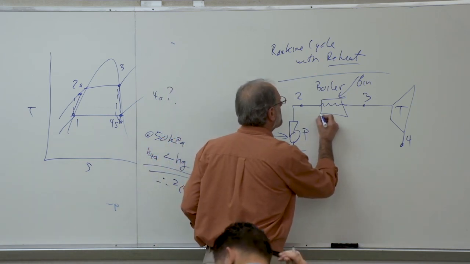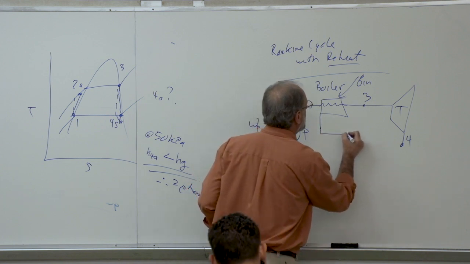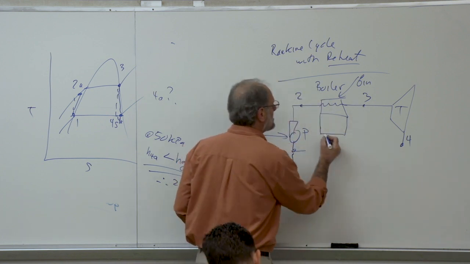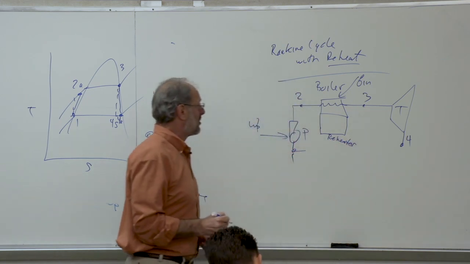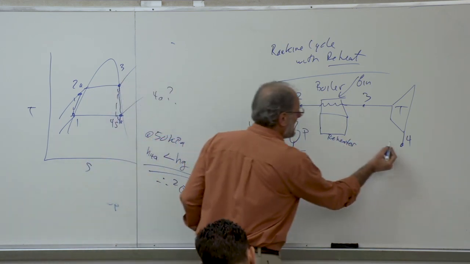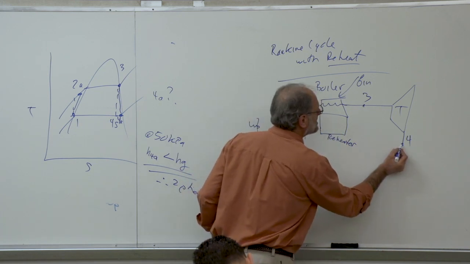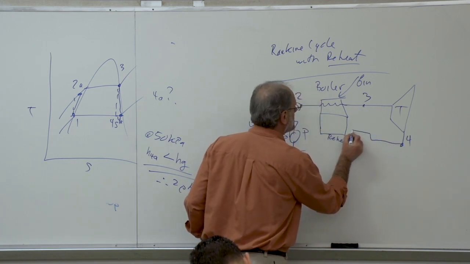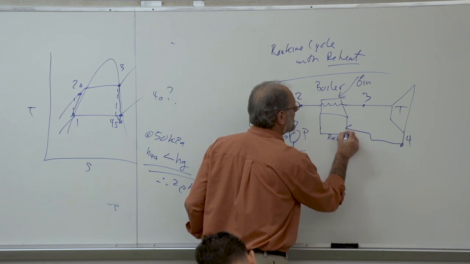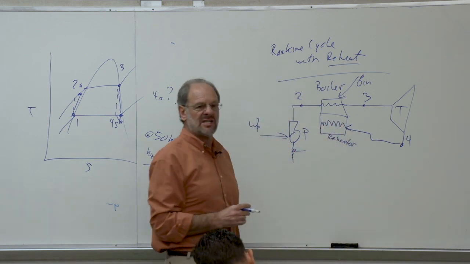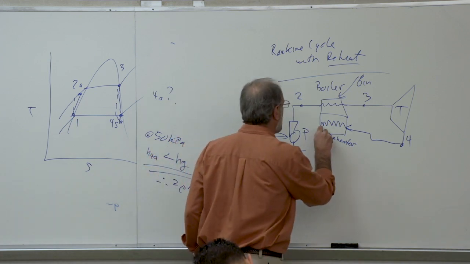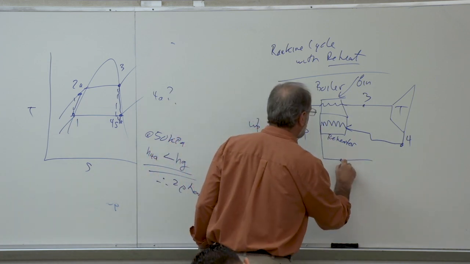So often we would just place the reheater, at least on our schematic diagram, immediately adjacent to the boiler, because in the real world, they are adjacent to each other. Anyway, they're different sections, they're different heat exchangers, but they're still next to each other. So now we come out of the turbine at point 4, and we go through the tubes of this heat exchanger that we call the reheater. And we come out of this reheater at point 5.